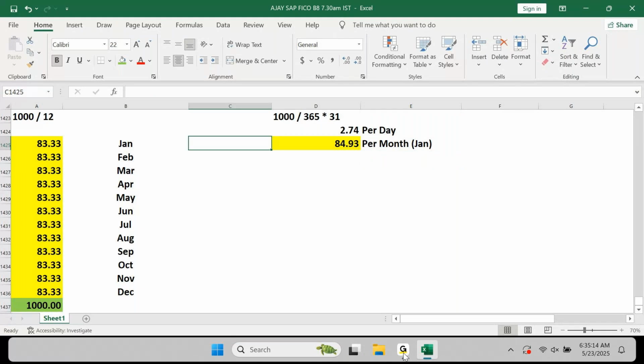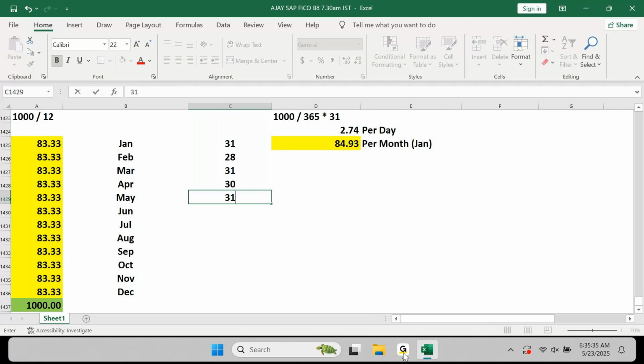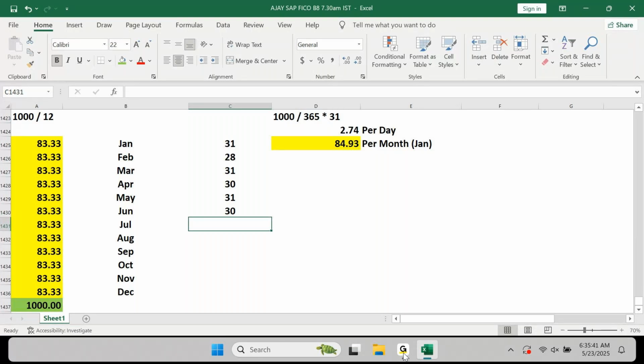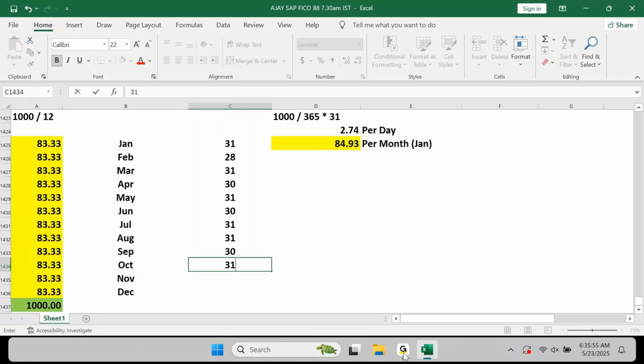In January month, how many days? 31. February, 28. March, 31. April, 30. May, 31. June, 30. July, 31. August, 31. September, 30. October, 31. November, 30. December, 31. Now what we need to do?